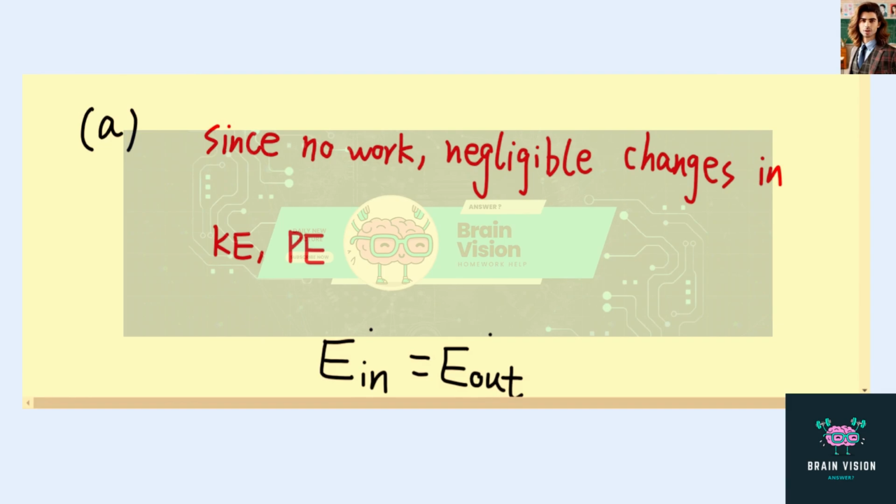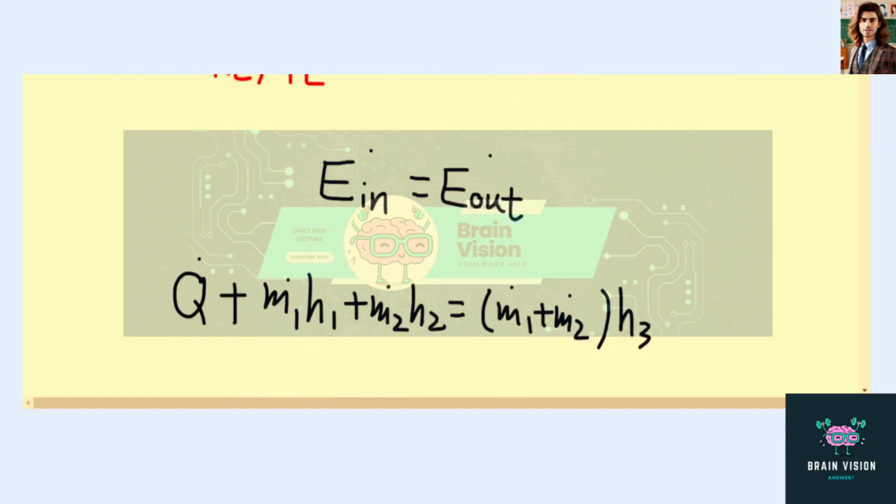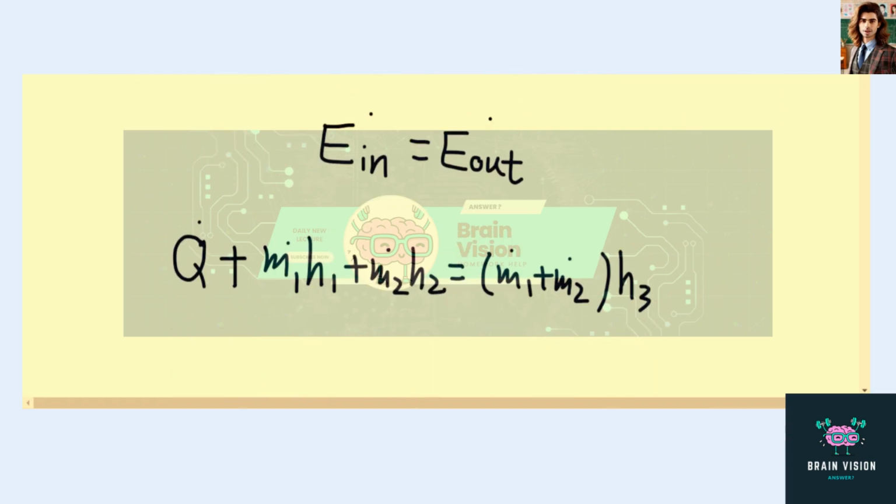For question A, since we know there's no work and only a negligible amount of changes in kinetic energy and potential energy, we can set up such an energy balance equation: E dot in equals E dot out. If we expand it, we have Q dot plus M dot 1 times H1 plus M dot 2 times H2 is equal to M dot 1 plus M dot 2 times H3.